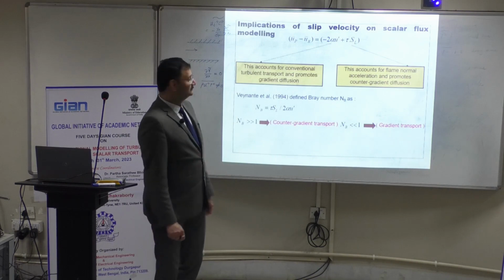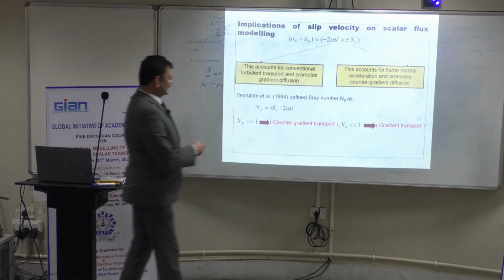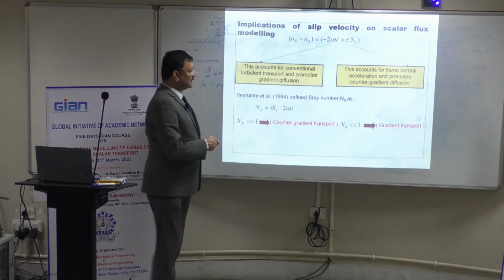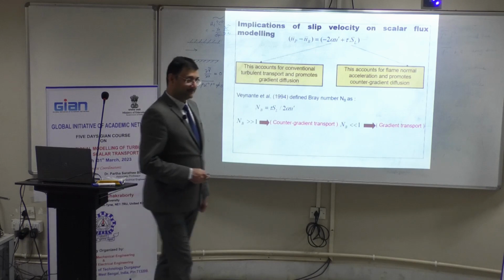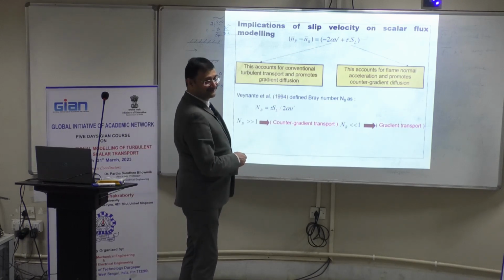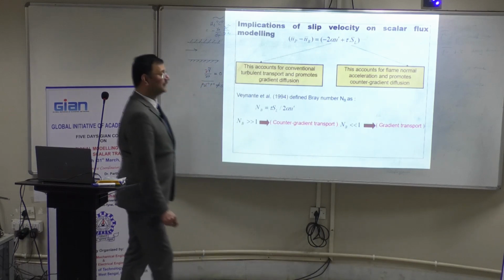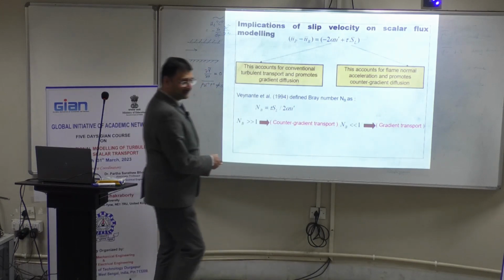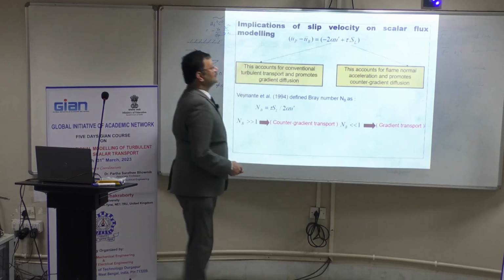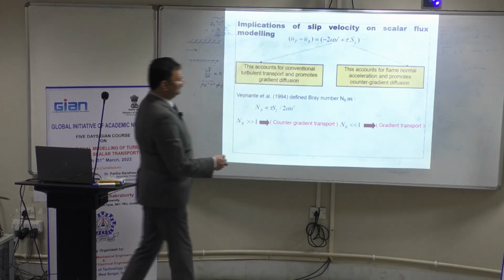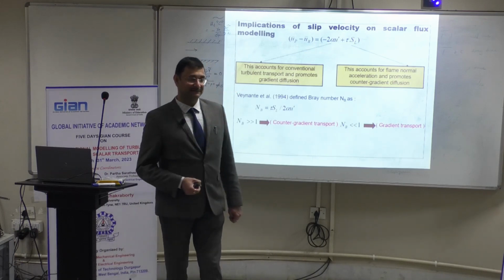Okay? And based on that, they came up with a non-dimensional number called Bray number, given by this. So if Bray number is much greater than 1, you get counter gradient transport. If Bray number is much smaller than 1, then you get gradient transport.